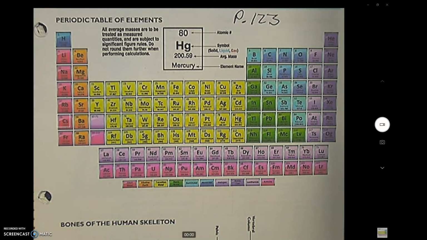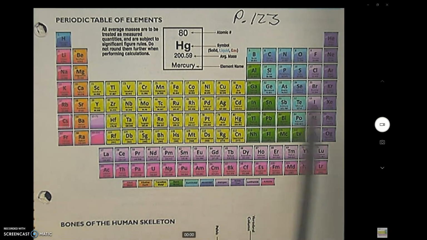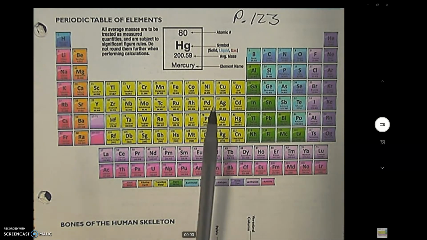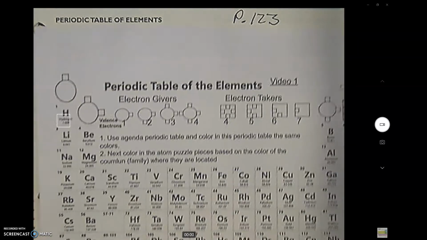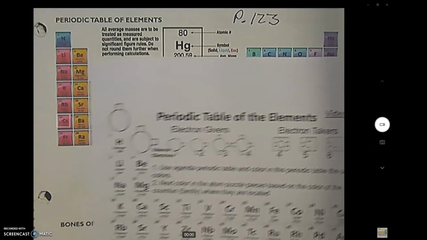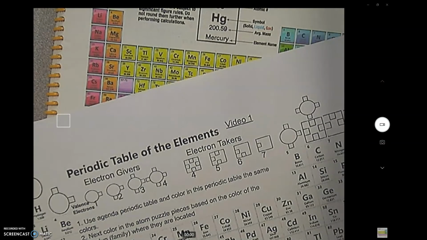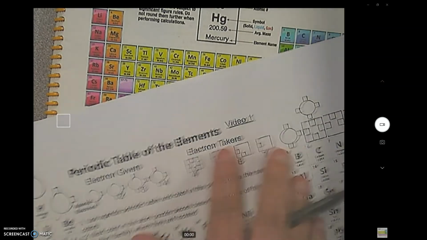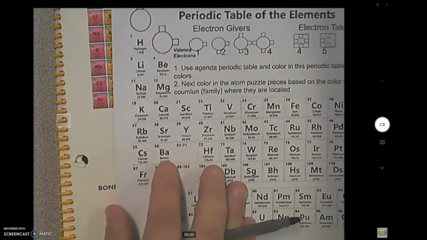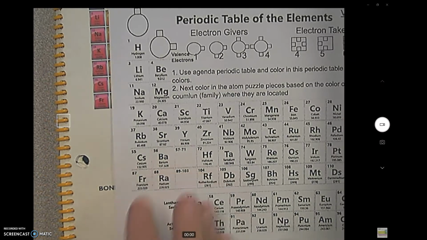All right, now that you are there, you are looking at the periodic table, and what you're going to do is use these colors to color in the periodic table that you got today. So here's the periodic table you should have received. Let me give you an example of what you're doing. The very first one that we're going to do is that first family. And a family is also the same thing as a column.